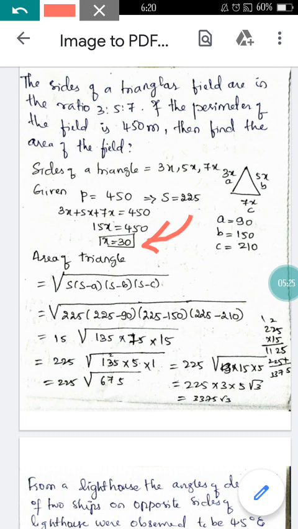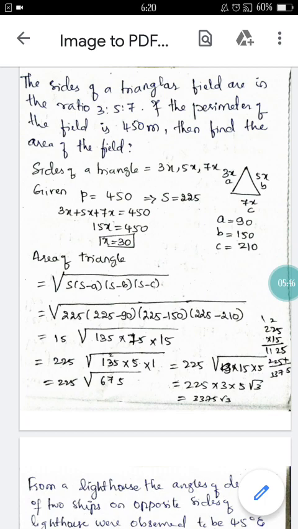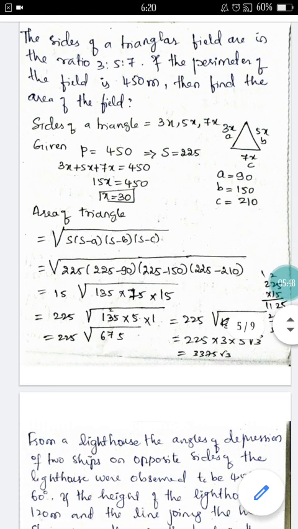Then make use of the value of S, A, B, C. Your A will be this side, B will be this side and C will be this side. Just multiply 3, 5 and 7 with the x value, that is 30. Then you are going to get the values of A, B, C. Then put all the values in this formula. Then you are going to get the answer as you can see here, right? Now let's move to the next question.